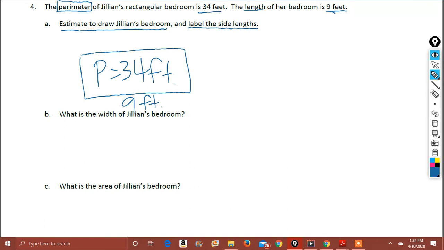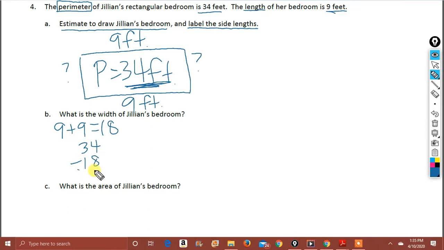So now we're going to have to do some math. If I look at my model, the bottom length is 9 feet, which means the top length is also going to be 9 feet. I need to find out the width of this bedroom. So to do that, I need to add 9 plus 9, which is 18. So 18 feet are already there. The perimeter is 34 feet. So in order to find out how many feet I have left to divide between the 2 widths, I need to do 34 minus 18.